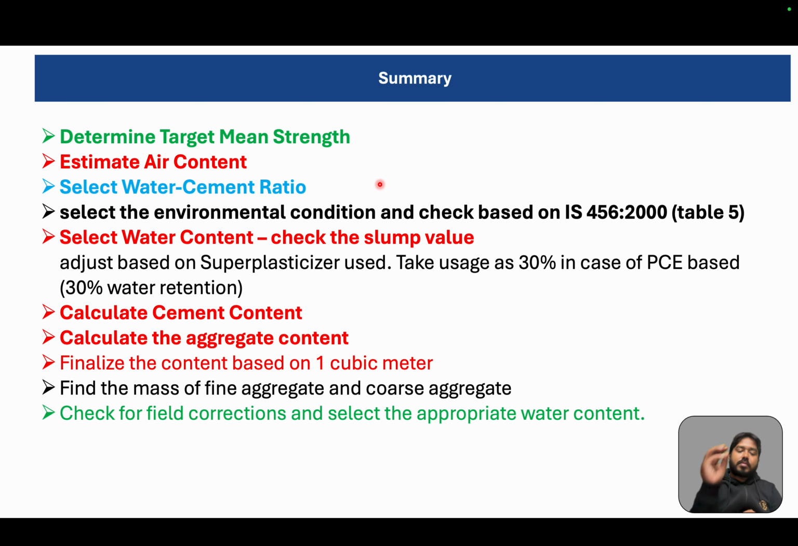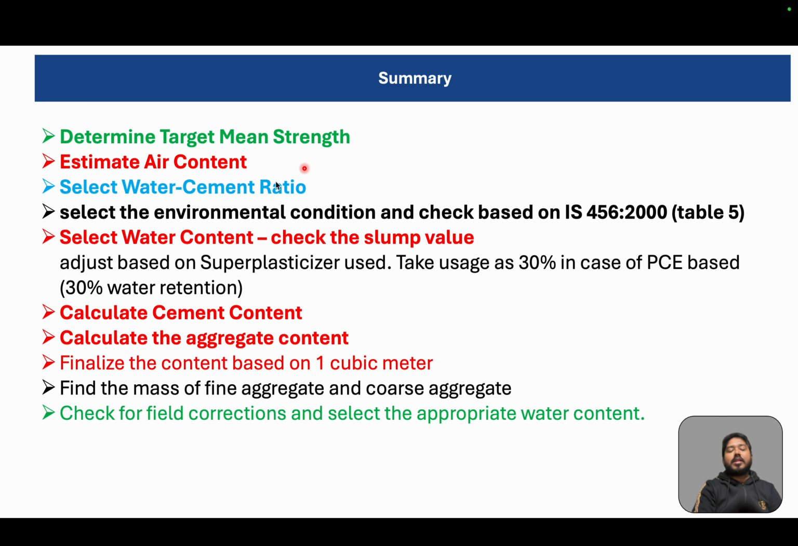Whatever target mean strength value you get from step 1, you consider that as your y-axis value. Based on that, for example, if it is 33 to 43 megapascal strength, you consider curve number 1. You take curve number 2 if it is greater than 43 and less than 53. If the target strength is greater than 53, you have to consider curve number 3. Corresponding to where it touches the x-axis, that value will be your free water to cement ratio.